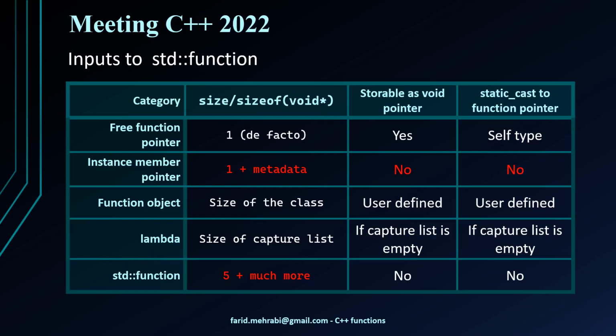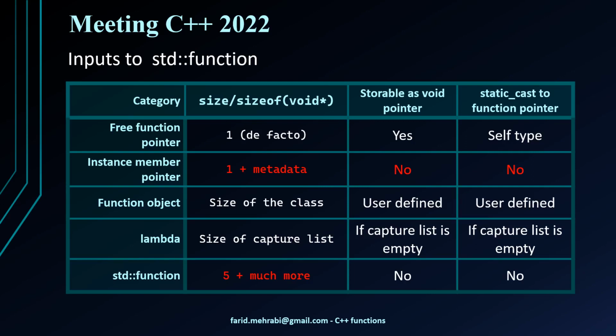The next class is user-defined function objects. These types of classes are signified by the existence of a function call operator in the class. A specific case of function objects is the lambdas. These types of classes can be cast to void pointers if the capture list is empty. Actually, they can be cast to function pointers and then to void pointers because of empty capture size.